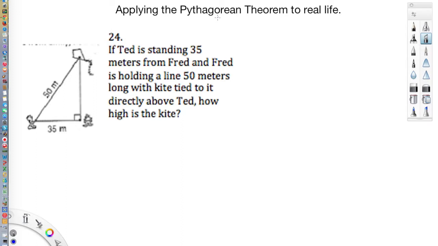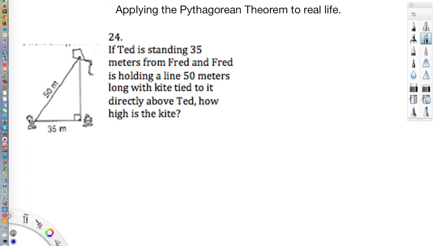Okay, here we have a word problem. We're applying the Pythagorean theorem to real life. Ted is standing 35 meters from Fred, and Fred is holding a line that's 50 meters long with a kite tied to it directly above Ted. How high is the kite?